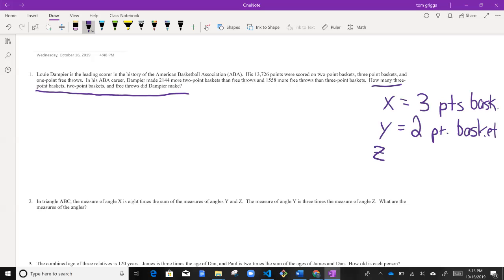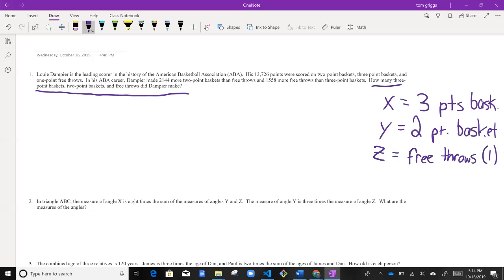And Z is going to represent the free throws, which of course are really just 1-point baskets. So there's my three variables. Now I need to determine the three equations for this problem. In almost every single application problem, there is going to be basically like a total equation, or an equation where you're summing the three variables together.